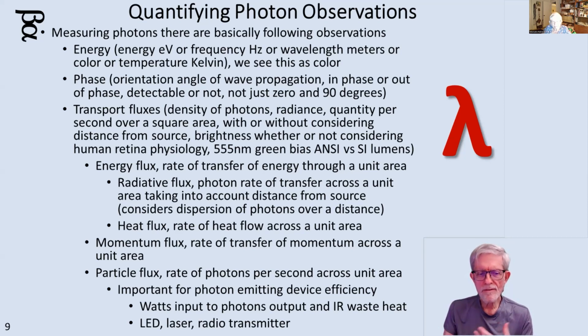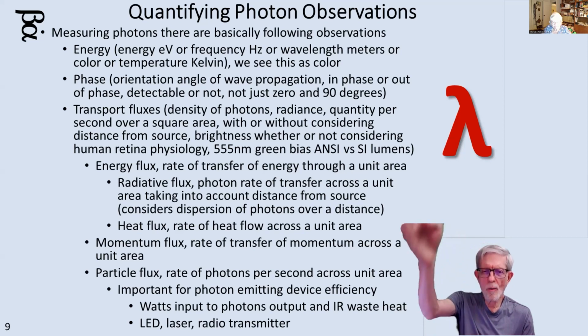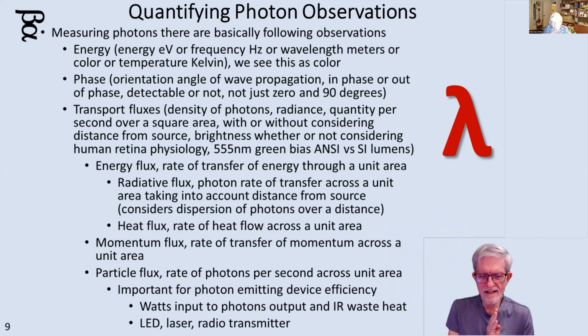So the amount of flux, the energy level, we refer to it as radiative flux. This is the number of photons transferred over a square area. And that takes into account the distance from the source. So when you're talking about how far away a star is and how many photons you actually detected, you can take that radiative flux and include distance as how much you would expect.